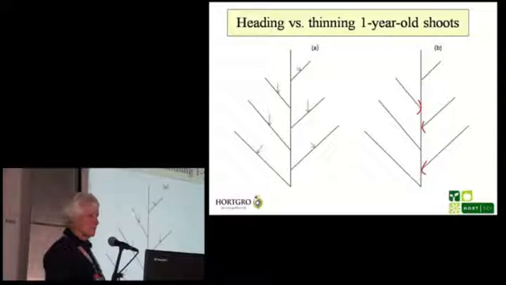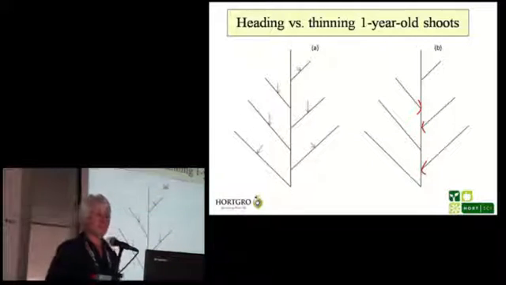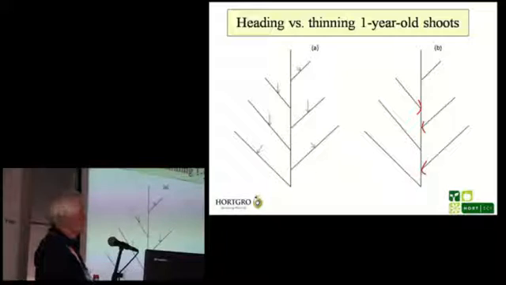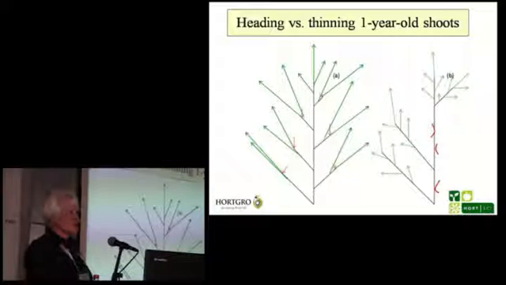Okay, so if we compare the result from heading versus thinning cuts of 1-year-old shoots, and I try to draw 2 similar branch systems. In this case, you're removing 50% of all the 1-year-old shoots by heading each one of the shoots, and only leaving 50% of the growth. In this case, you're removing 50% of the growth with a thinning cut, and the response is completely different.